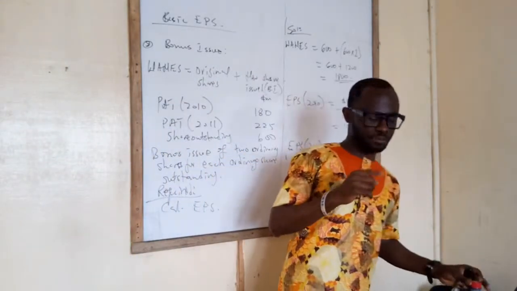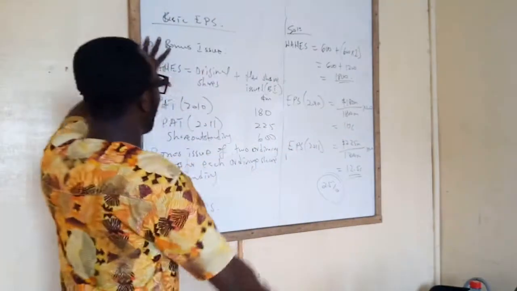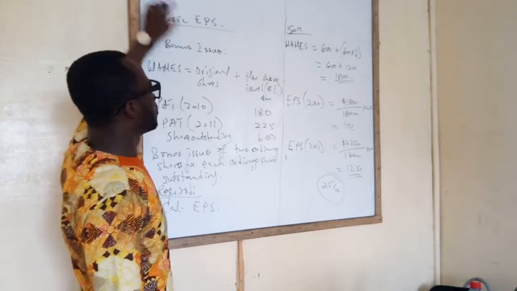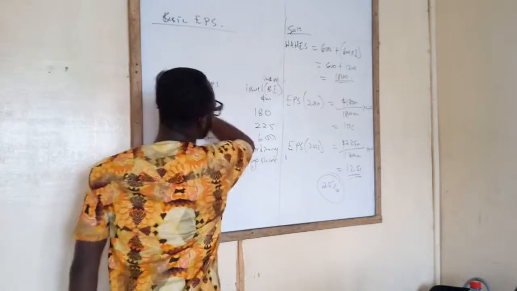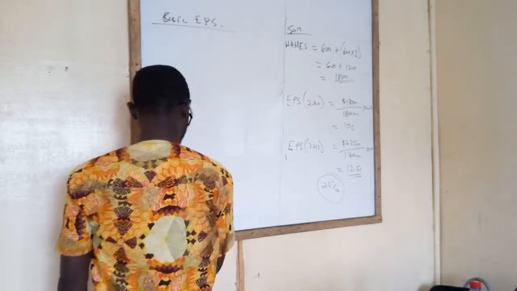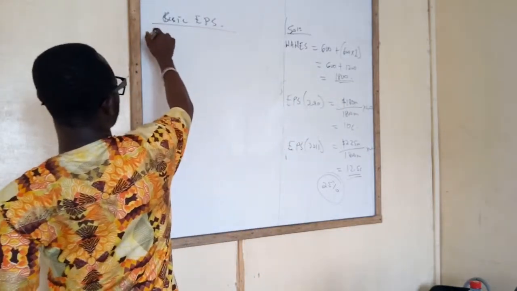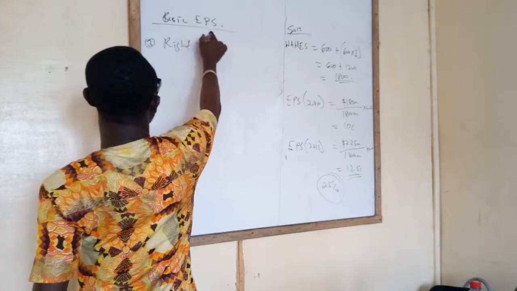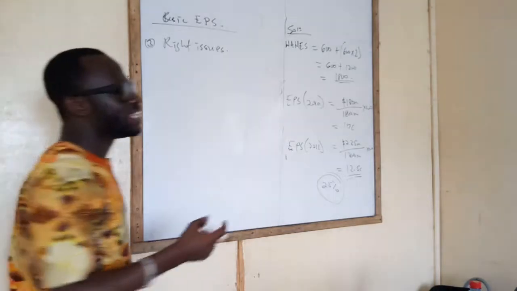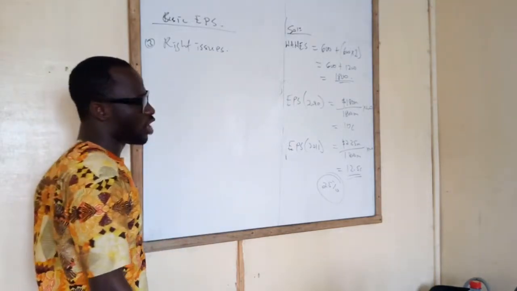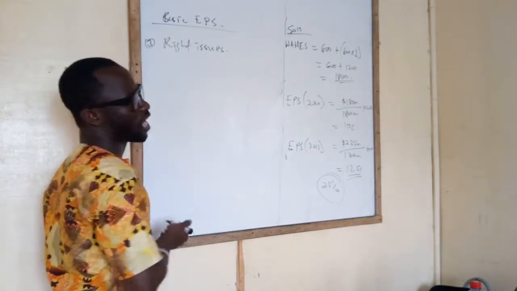So let's move to the third, rights issue, and that one too is different. Because all of these are under basic earnings per share. So let's go to the third one, rights issue. Now, with rights issues, what happens is that we said it is the issue of shares to existing shareholders at a price lower than the current share value.